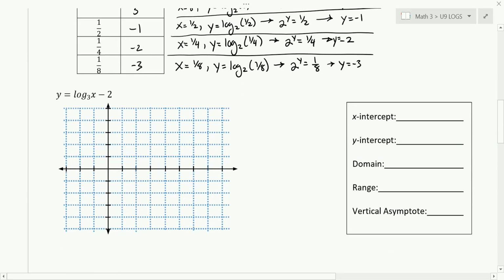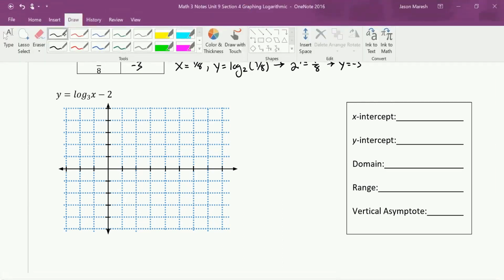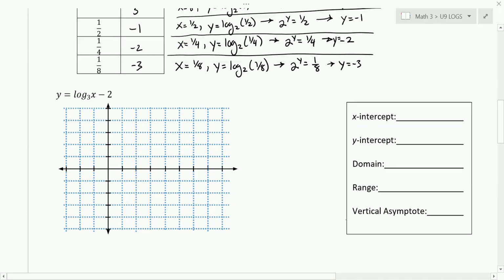So log base 3 of x minus 2. When graphing these, the most important part, or the first thing you want to do, is locate that vertical asymptote. And by default, it's the y-axis unless we've been translated left or right. And we do have a minus 2 here, so we need to interpret what that does to the parent graph. Which way does that translate? It's going to move down 2.